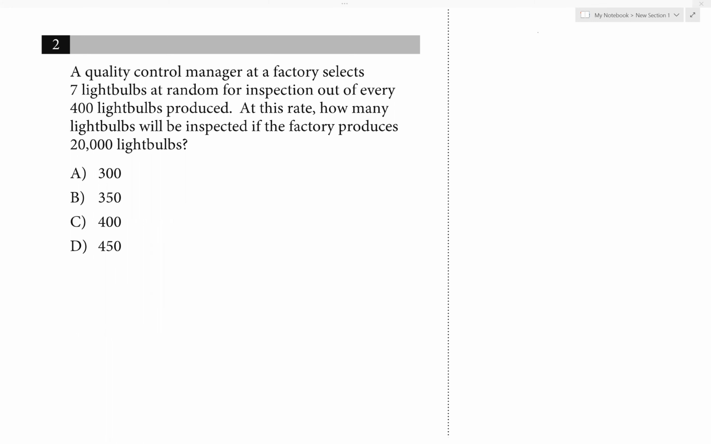Okay, so we can set up a proportion here. Say we have 7 out of every 400 will be inspected, and the rate should be the same as if we're producing 20,000 light bulbs, right? We want to know how many will be inspected. So the total number of light bulbs goes on the bottom at 20,000, and then we want to know how many will be inspected. So that's what we're trying to solve. So let's call that X.